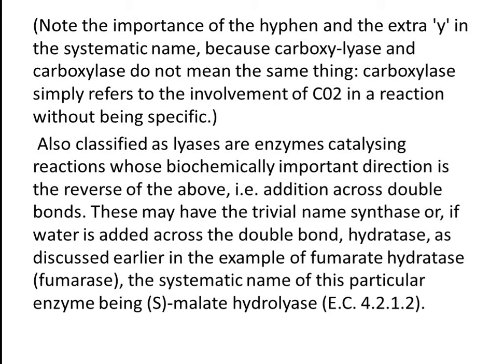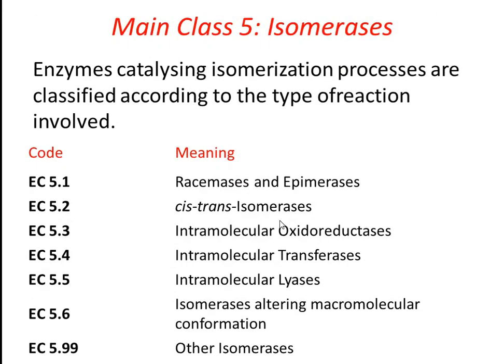Then the fifth main class is isomerase. These are the enzymes which catalyze isomerization processes and are classified according to the type of reactions involved. These reactions may be racemization or epimerization reactions, cis-trans isomerization reactions, intramolecular oxidoreductase reactions, or intramolecular transfer reactions.